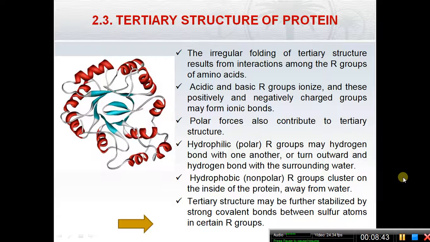Acidic and basic R groups ionize, and the resulting positively and negatively charged groups form ionic bonds. Polar forces also contribute to tertiary structure. Hydrophilic polar R groups may hydrogen bond with one another or turn outward and hydrogen bond with the surrounding water. Hydrophobic nonpolar R groups cluster on the inside of the protein away from water. Tertiary structure may be further supported by strong covalent bonds between certain atoms in some R groups.